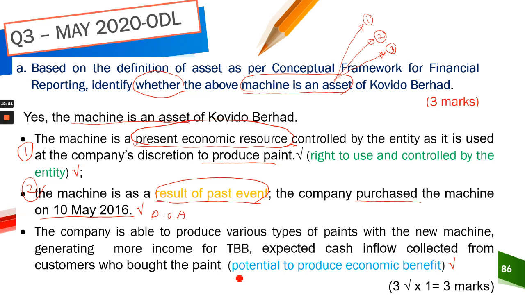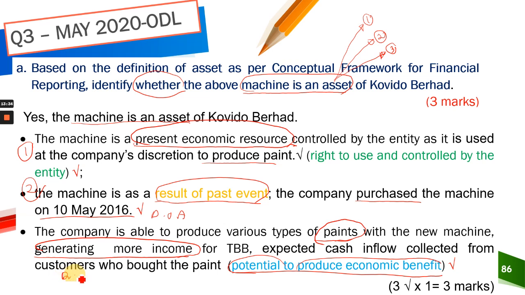The next one is this potential to produce economic benefit. I hope that you have already gone through your lecture and all the examples. You'll be able to see that this is similar to those in the lecture notes, right? The company is able to produce types of paints with the new machine. So what is the proof that the machine is able to produce economic benefit, or has potential to produce economic benefit? That is through generating more income. Remember, when you sell the paints for home use or industrial use, the paint, which is your product, will generate more income.